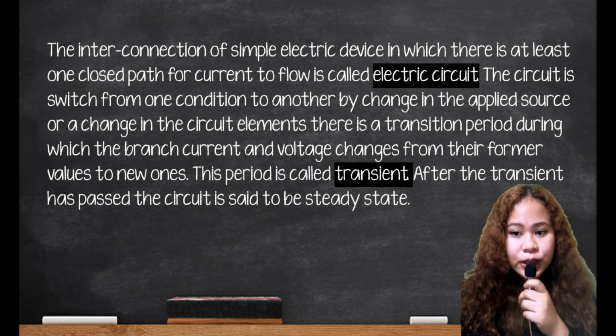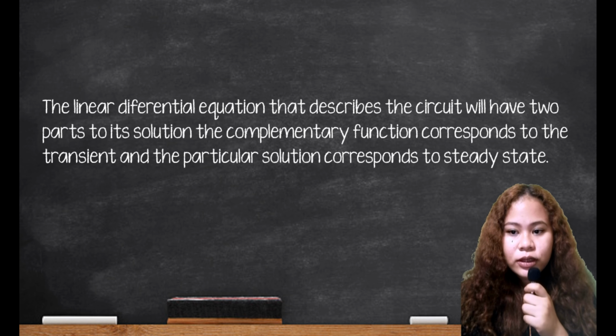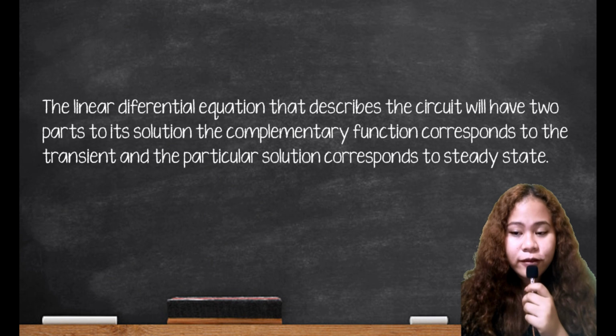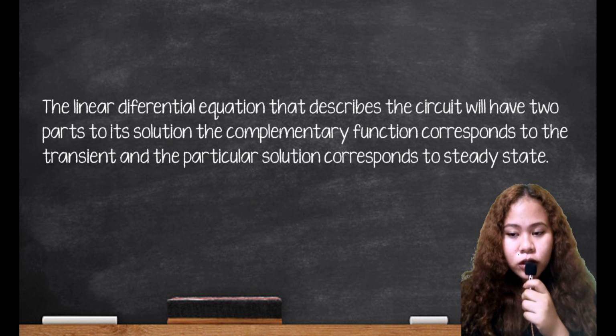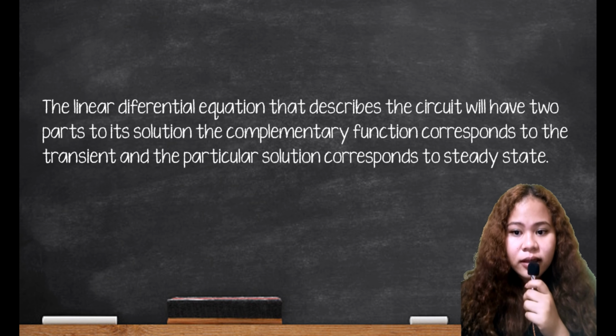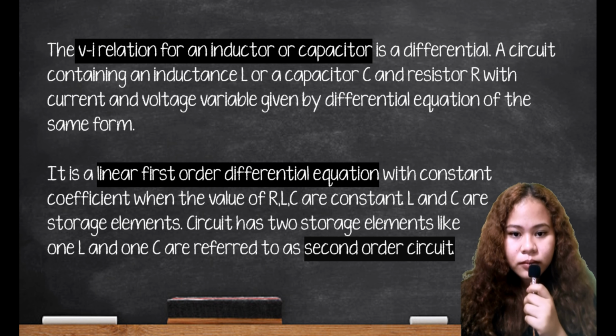After the transient has passed, the circuit is said to be in a steady state. The linear differential equation that describes the circuit will have two parts to its solution. The complementary function corresponds to the transient, and the particular solution corresponds to the steady state.